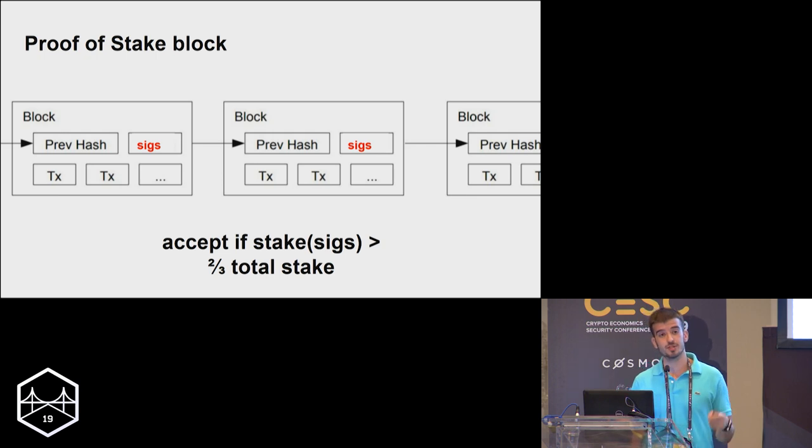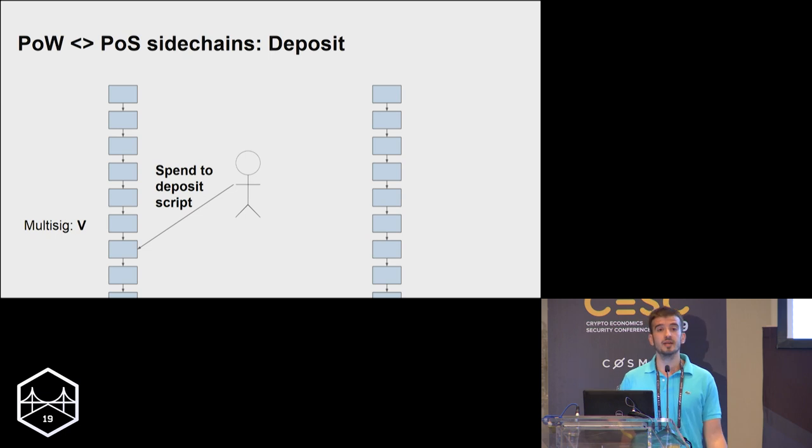It has some signatures instead of a hash, and you accept the block if you see that the stake inside that block was like 2/3 of the total stake that you had last observed. And how does a proof of work to proof of stake sidechains thing work?